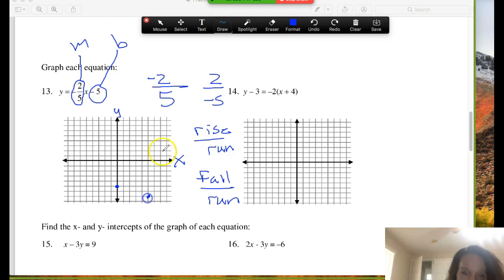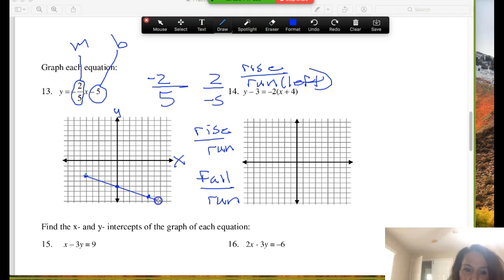All right. Now, if you want to use this, it is positive. So this would be rise. And then that's negative. So that means you're going to run, but you're going to run left. Or run back because it's negative. So you rise 2 and run back 5. 1, 2, 3, 4, 5. And there's your points. Either way, you only need 2 points to draw the line.